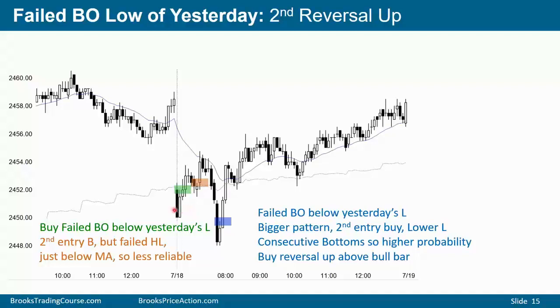This is a large double bottom. We went up again, a lower low double bottom, lower low major trend reversal. It's a large second entry buy. Here's the first entry buy, failed breakout yesterday's low. Here's the second entry buy, failed breakout yesterday's low. This is a 5-minute chart, and if you looked at a 15-minute chart, it would probably be a fairly simple looking second entry buy, failed breakout below yesterday's low.